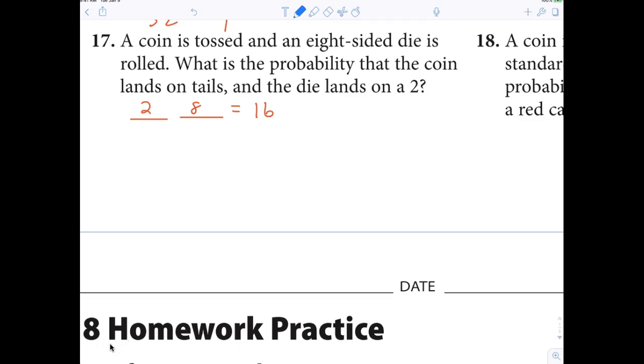All right, so what are you doing? You're tossing a coin, correct? And when you toss a coin, what are your options? That's right. You can either be a head or you can be a tail.